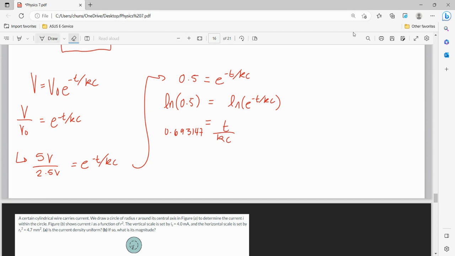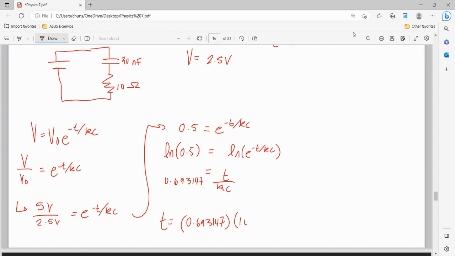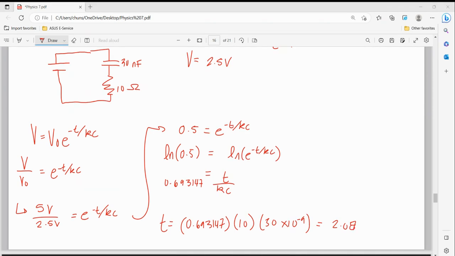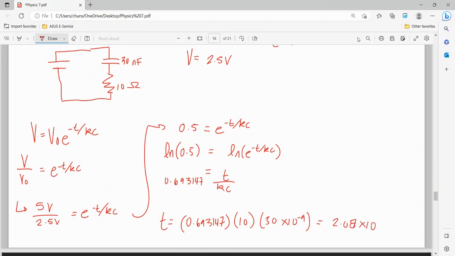Okay, and we know our values for R and C. So let's get rid of that negative on either side. And t is equal to 0.693147 times our RC. So I'm going to put in our values. We have 10 ohms for resistance, and we have 30 times 10 to the negative 9 farads. And this is equal to 2.0, and then times 10 to the negative 7 seconds.